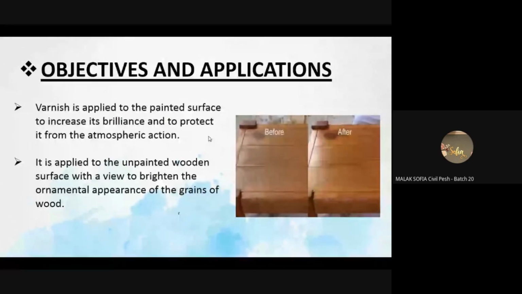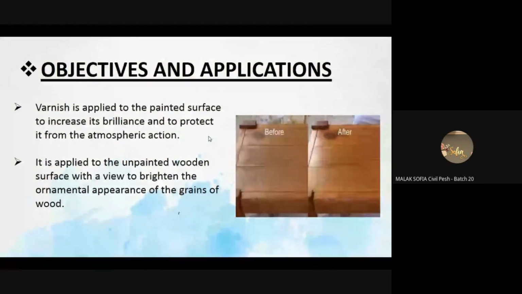Now, as we have discussed the introduction, I hope you people have got an idea about varnish. Now we will head towards objectives and application. Before that, I must tell you that we find most of the uses and objectives of varnish in wood, because varnish is mostly concerned with showing the real texture of anything. You can see the picture, which is before and after.